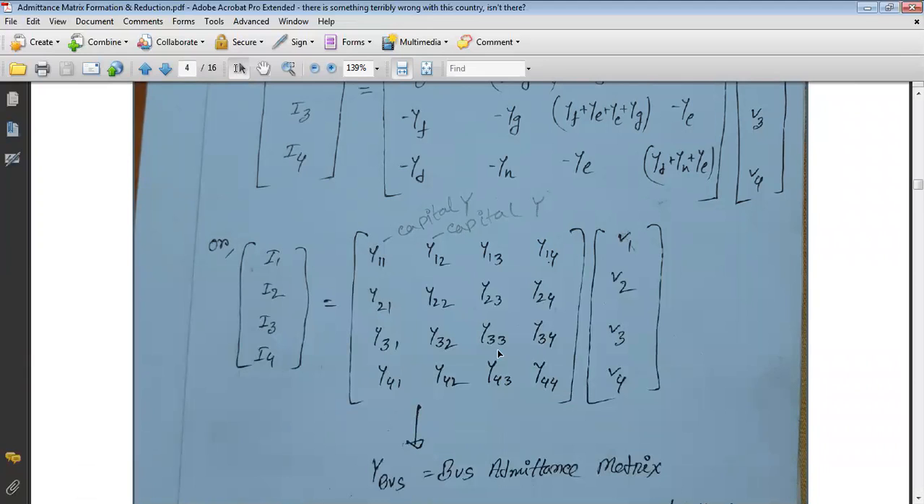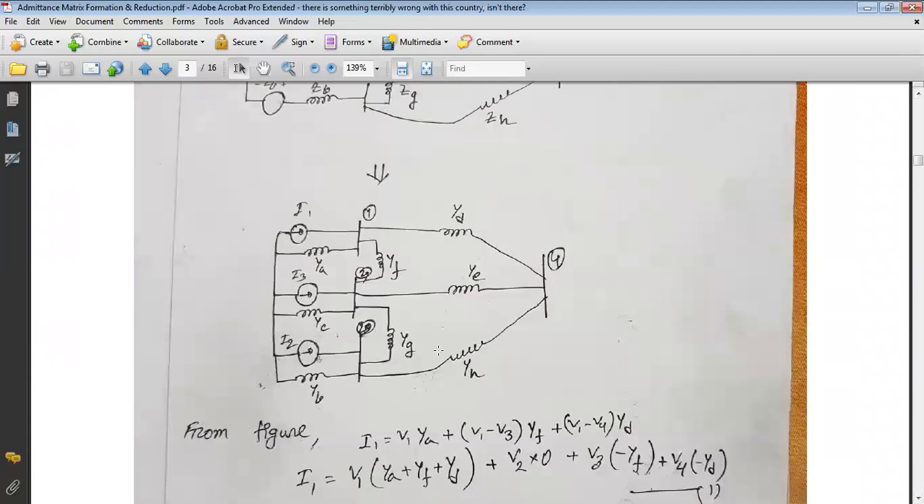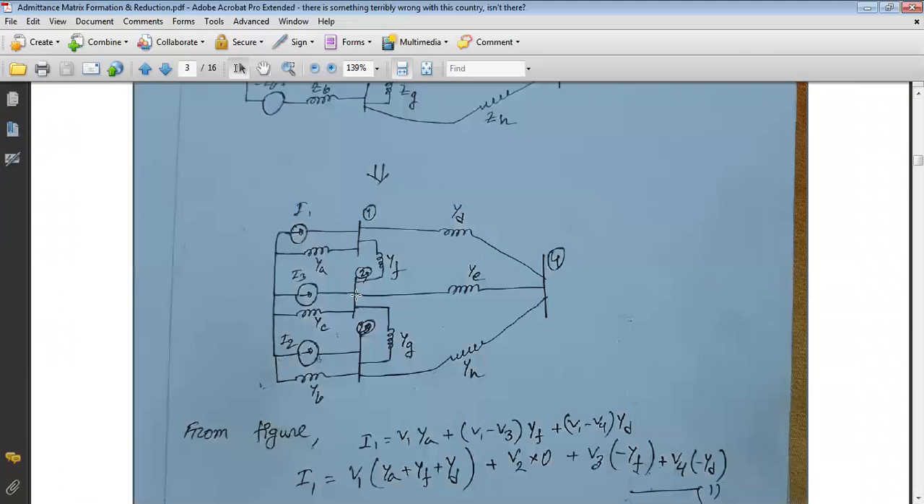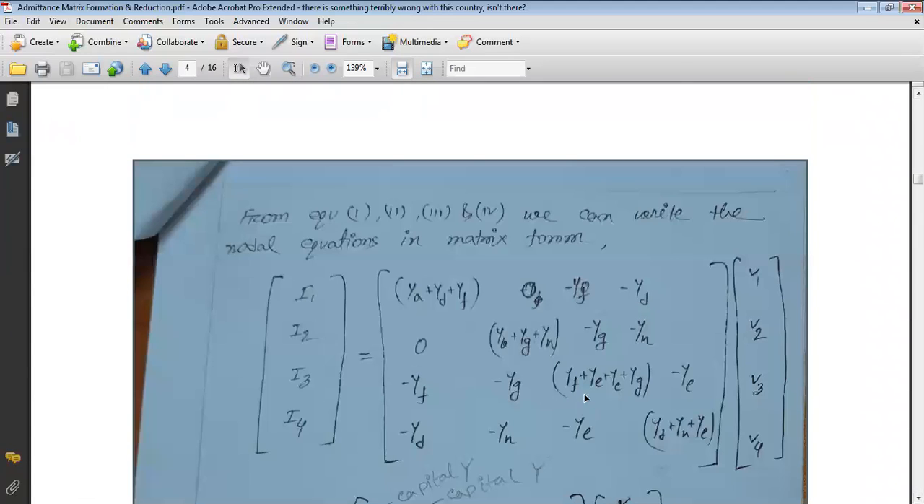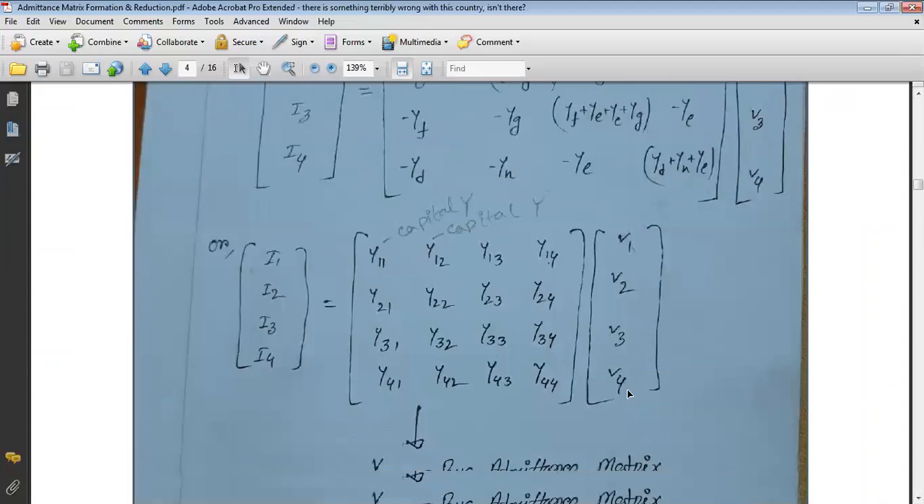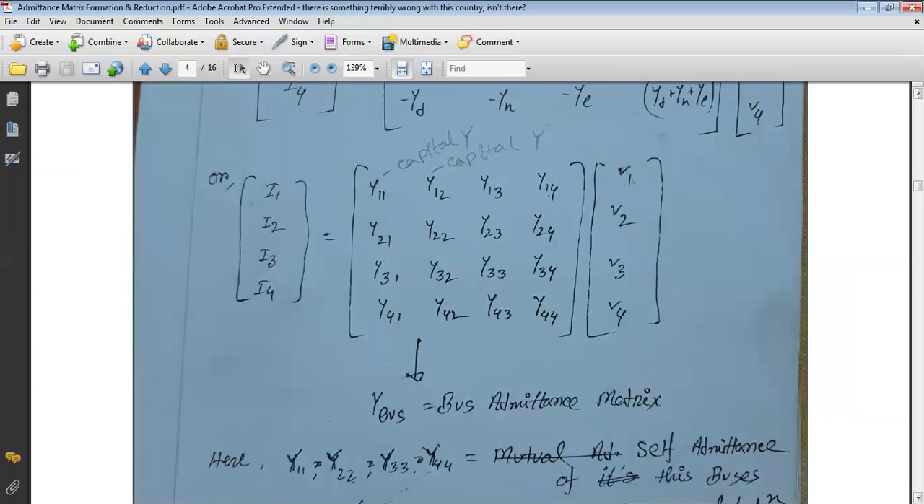Similarly, Y33 means the sum of all admittances connected to bus 3, that is YC plus YG plus YF plus YE. So that is Y33. There are two types of admittances: one is the self-admittance, and the other is the mutual admittance.